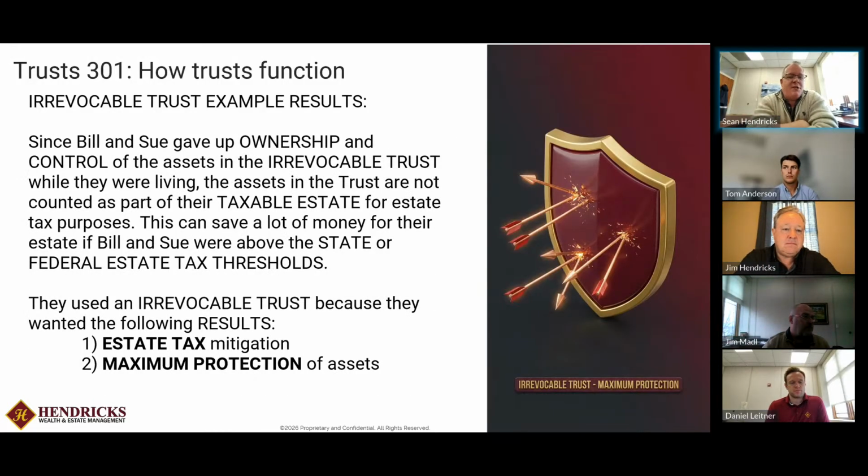So the results in this use case are that since Bill and Sue gave up ownership and control of the assets in the irrevocable trust, the assets in the trust are not counted as part of their taxable estate for estate tax purposes. This can save a lot of money for their estate if Bill and Sue were above the state or federal estate tax thresholds. So the results here that they were going after, and the reason why they used the irrevocable trust, was because they wanted either to mitigate estate taxes or because they were looking for maximum protection of assets. So those results are the reason that you would want to use an irrevocable trust.